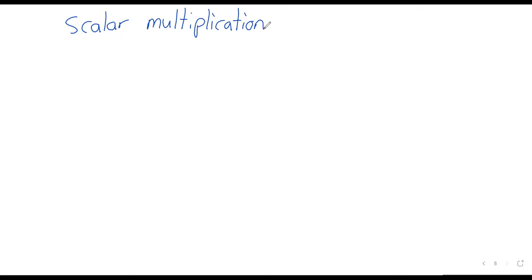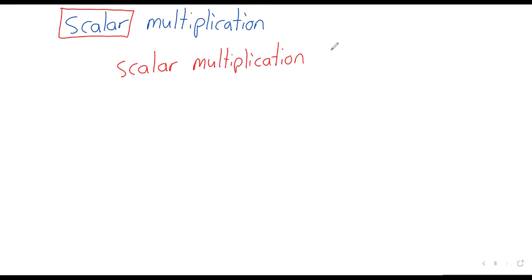and you might have thought, well, why not just call it real multiplication or number multiplication? Why this word? Well, this word, because scalar multiplication scales the length of a vector.